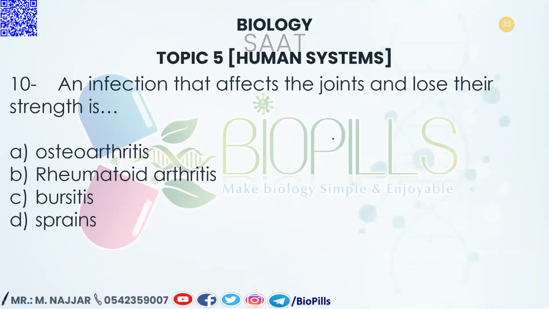Okay. Question number 10. An infection that affects the joints and makes them lose their strength is: A, osteoarthritis; B, rheumatoid arthritis; C, bursitis; D, sprains. The correct answer is B, rheumatoid arthritis. This is exactly the correct answer.